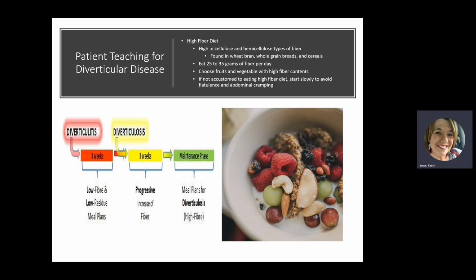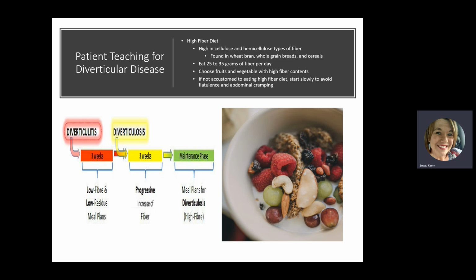And so talk about a meal plan as well. What kind of foods would I eat, right? If we just say low fiber, low residue, they're going to say, I don't have a clue what that means, or they're going to go home and eat what they usually do, right? So helping them plan out a meal of things that are not going to have nuts or seeds or any of those things that could get stuck in those diverticula and cause more inflammation.